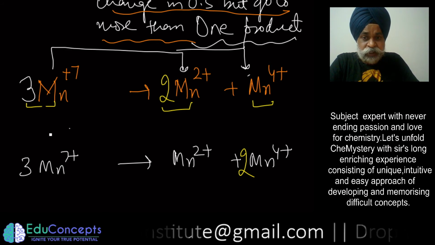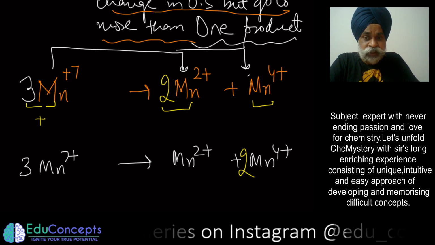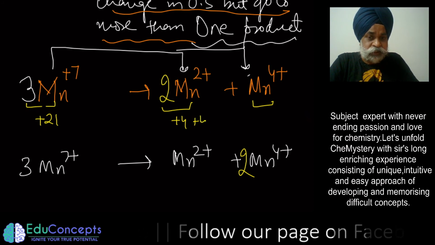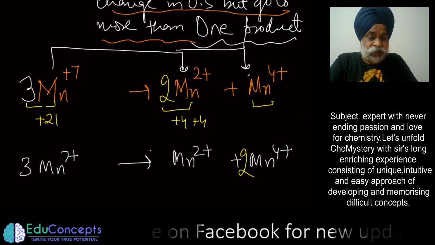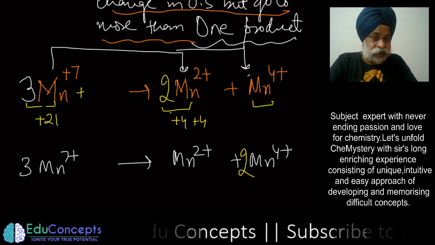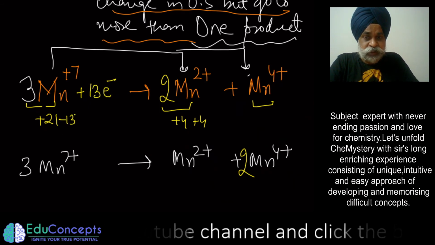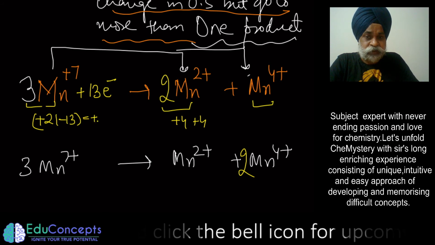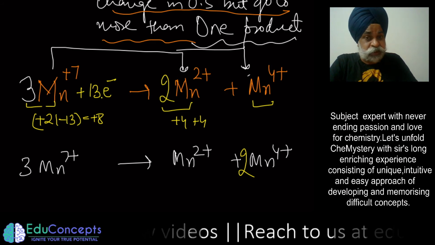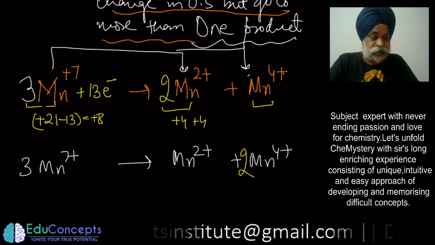Everything is balanced in terms of the atoms, but here the charge is 21. Here what is the charge? Plus 4 and plus 4, that is plus 8. So to keep the charge balanced, how many electrons do I have to put here? 8 and 13 is 21. If I put 13 electrons here, so minus 13, then it becomes equal to plus 8. So that means 3 moles of Mn7+, if it takes 13 electrons, will reach 2 moles of Mn2+ and 1 mole of Mn4+.